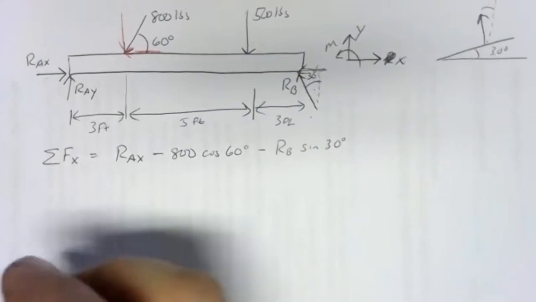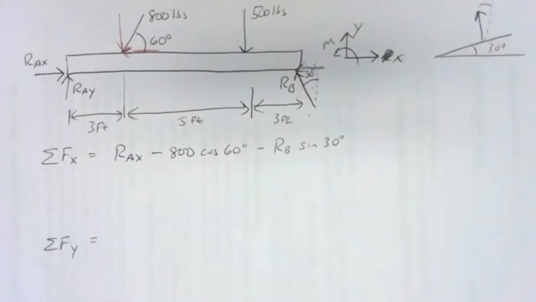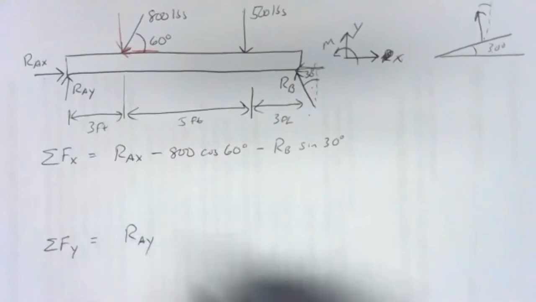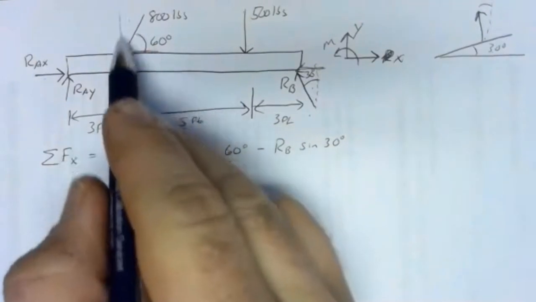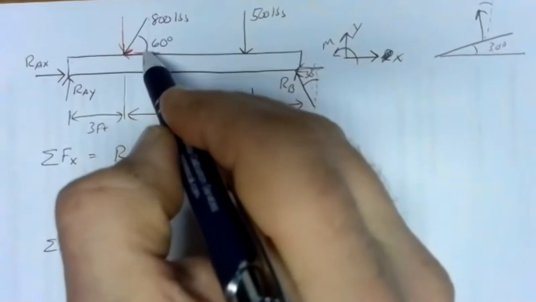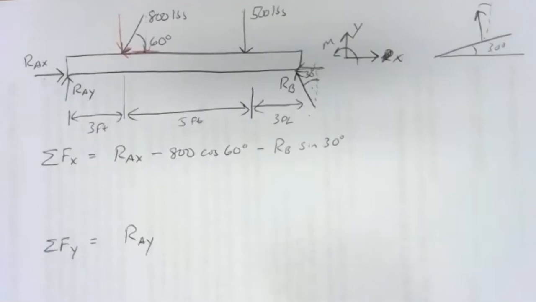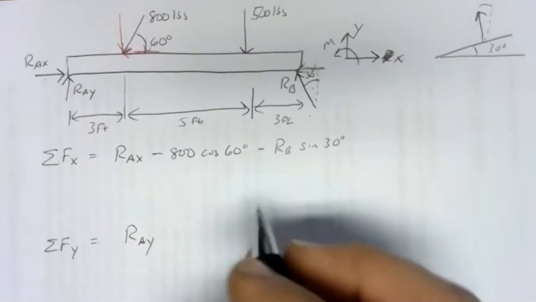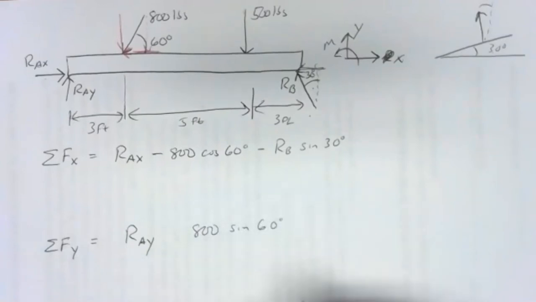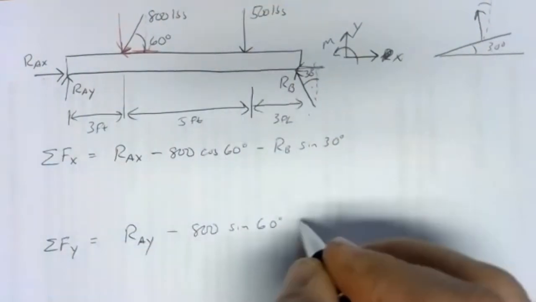Then we've got our sum of forces in the y direction. In the y direction, we've got RAY, that's positive because it's pointed up, at least that's what I've assumed. I'm going to have a piece of the 800-pound force, that vertical piece. Well, that's opposite the 60-degree angle, so opposite goes with sine. So we have 800 sine 60, and that's pointed down, so it's negative. We have a negative 500 pounds.